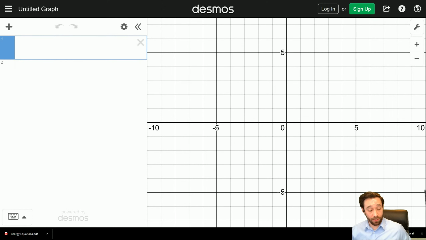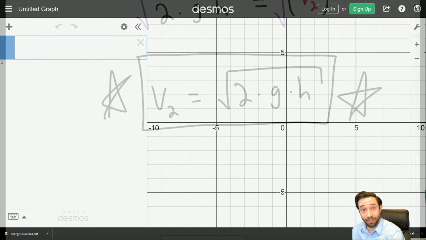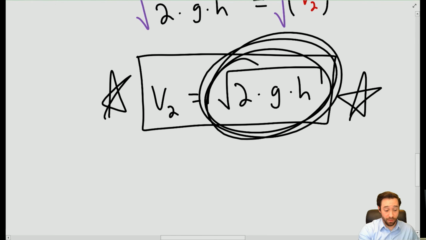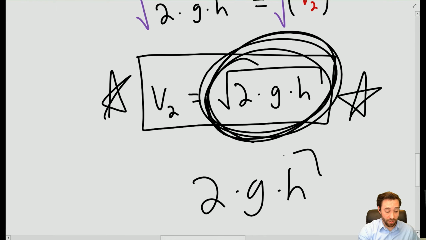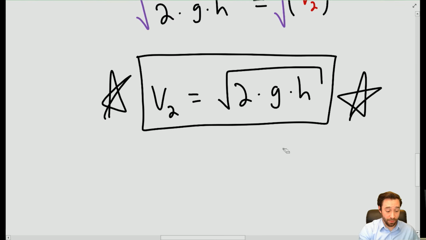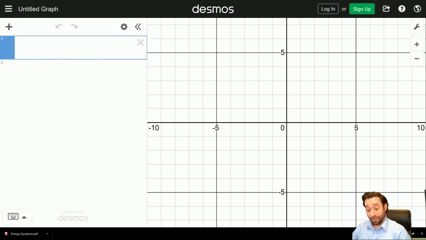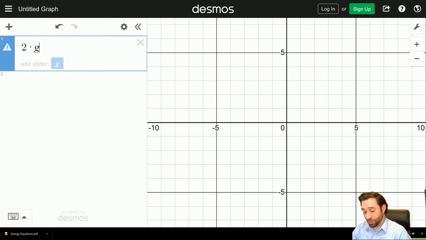So when I go back to here, I want to make sure that the equation that I put into this first slot looks visibly exactly like what I've got here boxed. So this section right here, I want to make sure that it has the 2 times G times H and then all of that underneath the radical. I want to copy that into Desmos. So how do we do that? Simply as this, 2 times G times H, right?